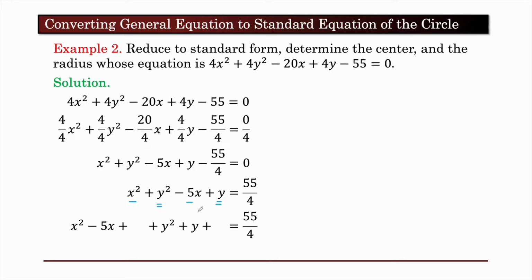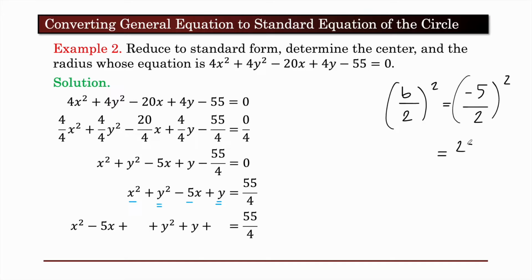So again, we need to provide a space on this portion since we have to apply the completing the square. Now the completing the square, b over 2 raised to 2. The b on the x term is negative 5, so let us substitute negative 5 over 2 raised to 2. That will be 25 over 4.